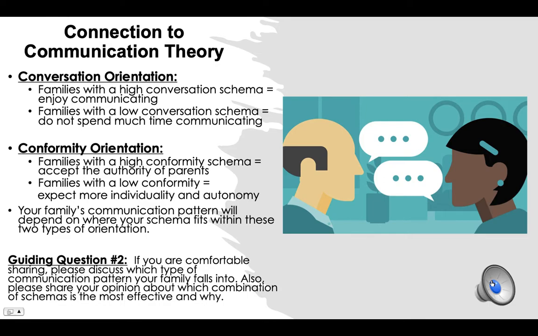The second part of this is conformity orientation. This is where families have maybe high conformity schema and they accept the authority of parents. Families with low conformity orientation in this area will expect more individuality and autonomy. So your family's communication pattern really depends on where your schema fits within these two types of orientation.